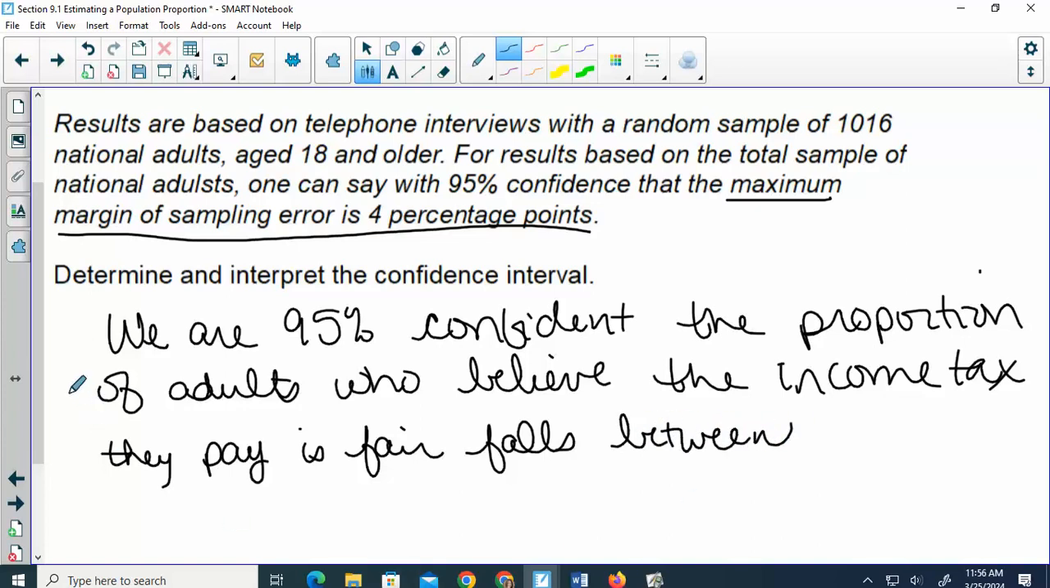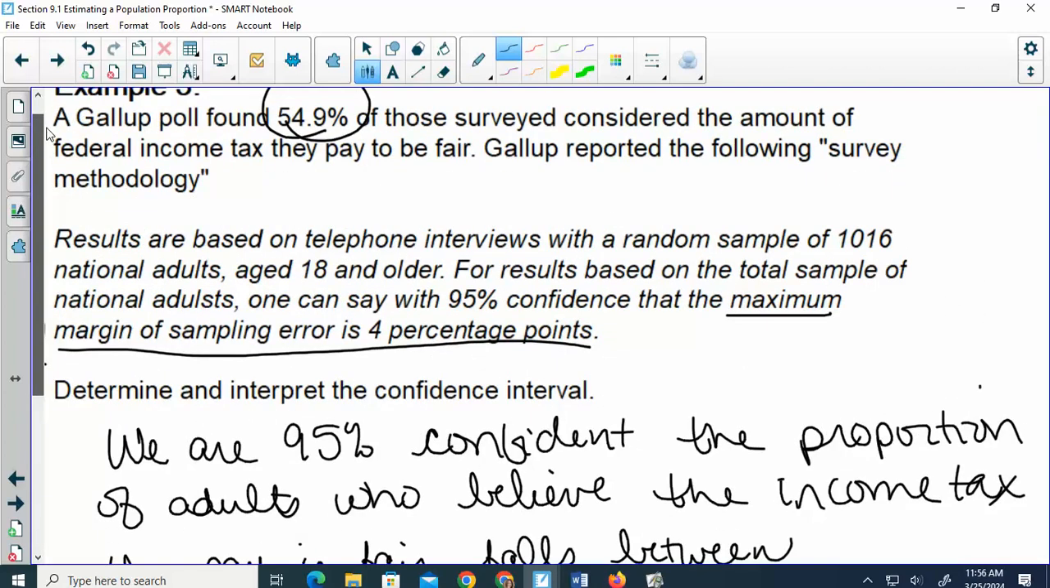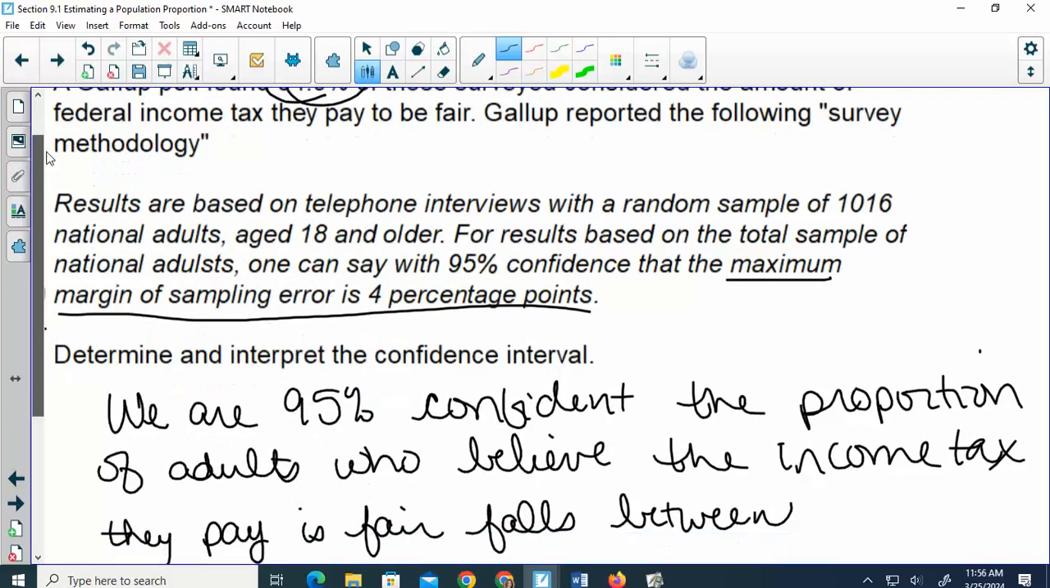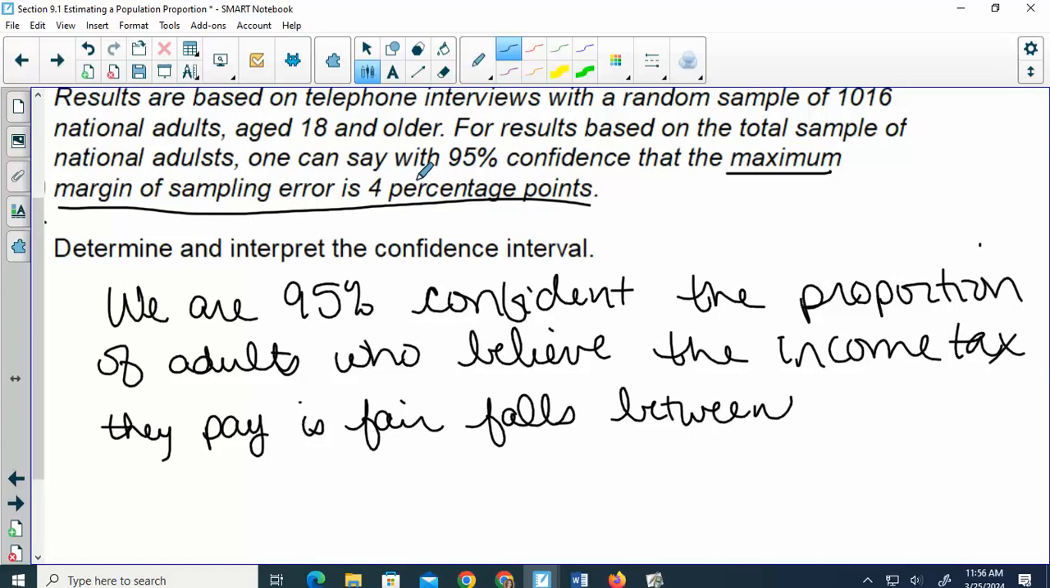Okay, so they don't really think it is exactly 54.9%. It's within 4%. So if you go 4 below that, that would be 50.9, or if I did it as a decimal, 0.509. And 4 above it would be 0.589. So that's what that confidence interval is telling me. 95% confident that the real value falls between those two numbers.